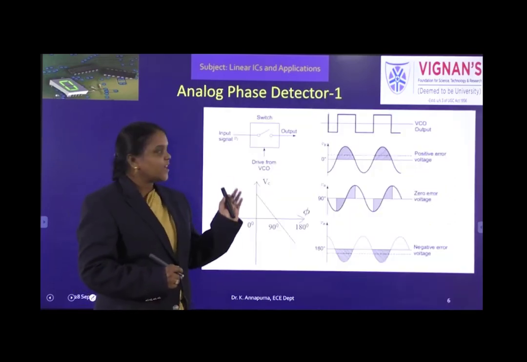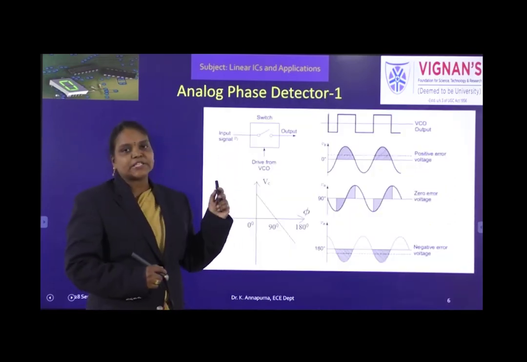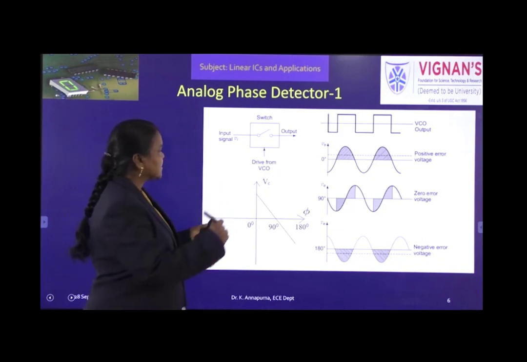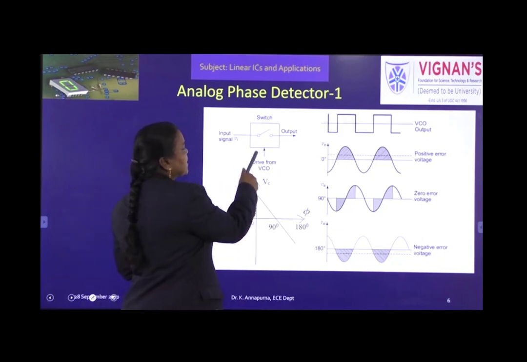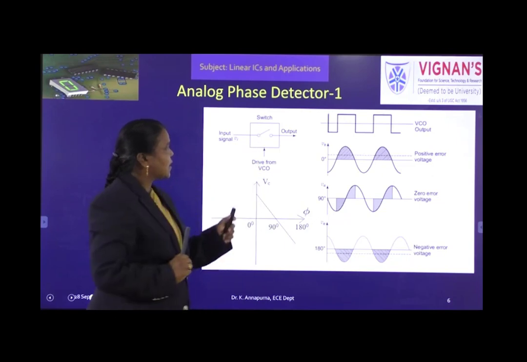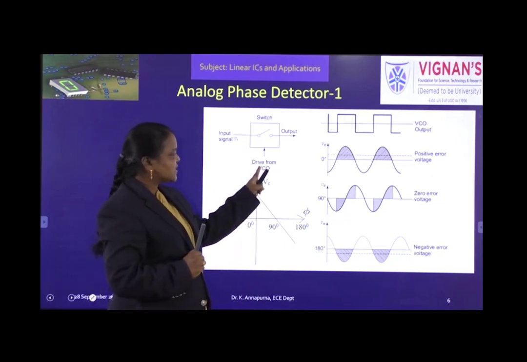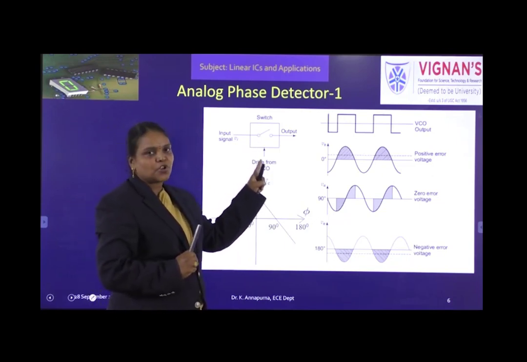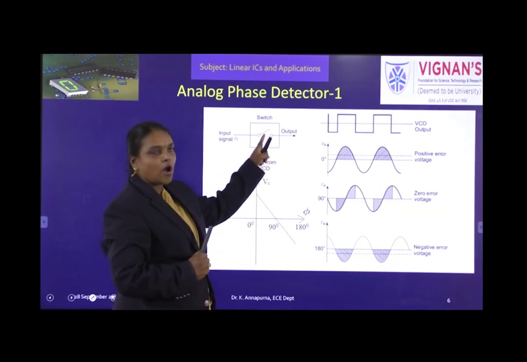Okay, this is the first analog phase detector. It is simply a switch. That is, this VCO signal acts as the control for this switch. If this VCO signal output is positive, this switch is in the on condition.